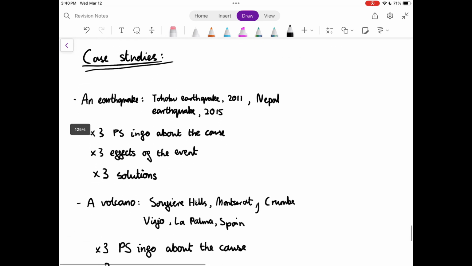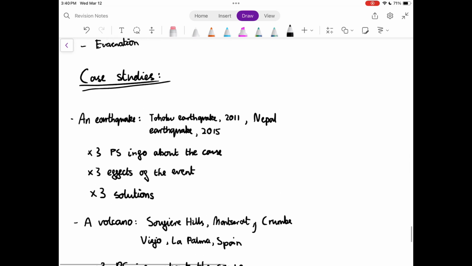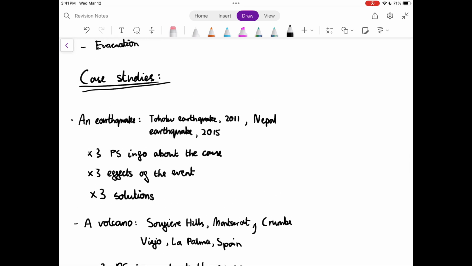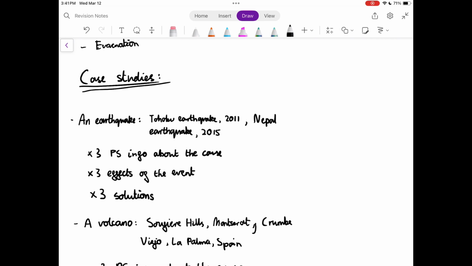Okay, so now we're going to be looking at the case studies that you need to know for this topic. So the first one you need to know is an example of an earthquake. So this can be any event in recent times. So you should include 3 place-specific information about the cause of an earthquake.